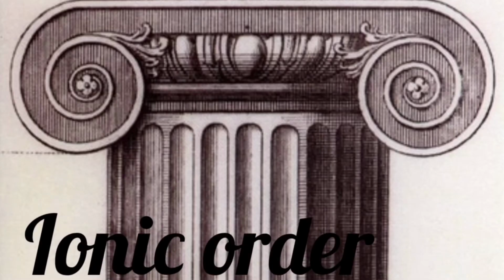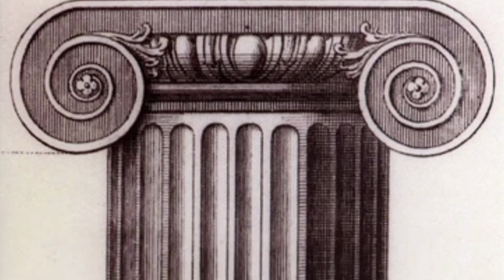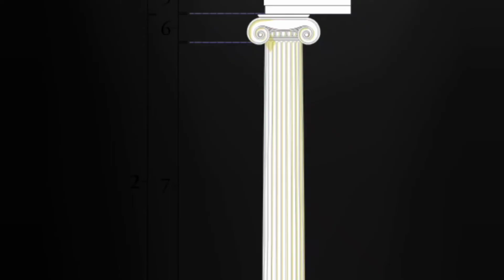Ionic order. The Ionic order was developed in the mid 6th century BCE by Ionian Greeks on the islands near present day Turkey. By the 5th century BCE, it was popular in mainland Greece. The first time it was used on a major temple was for the Temple of Hera on Samos, built around 570 BCE by the Greek architect Rhoikos.